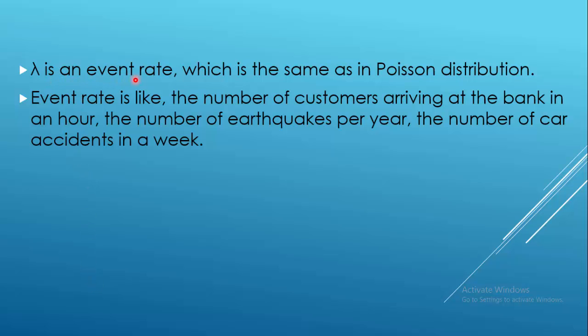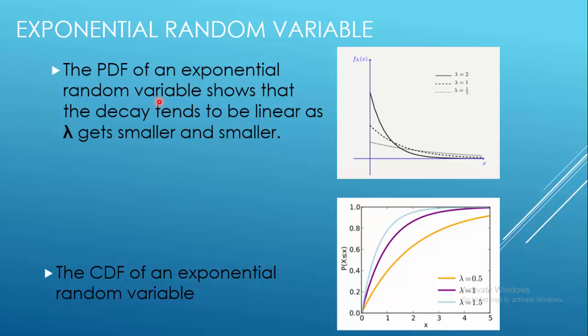Lambda is an event rate, which is the same as in the Poisson distribution. Event rate is like the number of customers arriving at the bank in an hour, or the number of earthquakes per year, or the number of car accidents in a week. So the graph of the PDF of an exponential random variable is like this, and if lambda is equal to 2, then the curve is like this. Lambda equal to 1, then the curve is like this, and for lambda equal to 1 by 2, there is very little curve in the line. So we can see that the decay tends to be linear as lambda gets smaller and smaller.